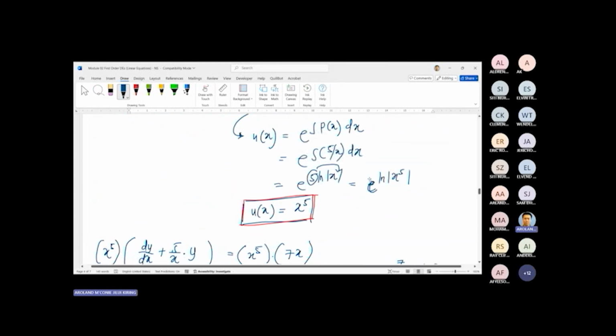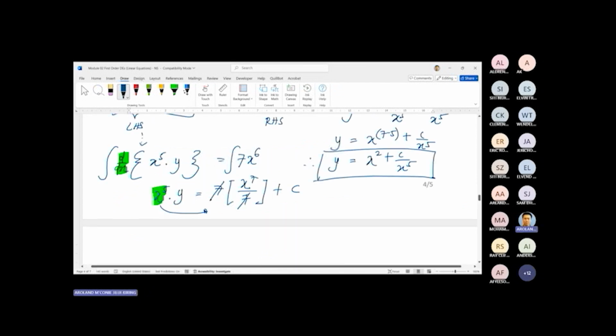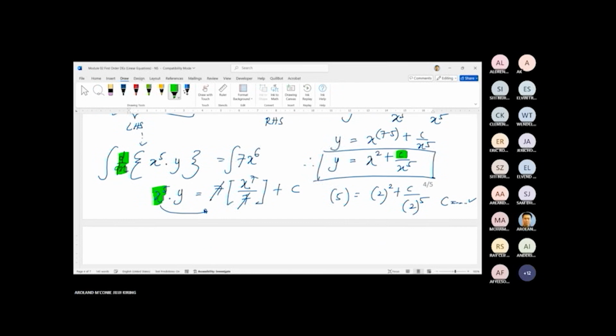Now we put in our initial values. This initial value tells you that when x is equal to 2, then y is equal to 5. So substitute y equal to 5 and x equal to 2, and later on you can solve it to get your C. This one I leave to you. Initial value means when you plug in the values of x and y, you should be able to solve for your constant. Then the constant you just put back in your solution y. Okay, so far so good. Any questions?